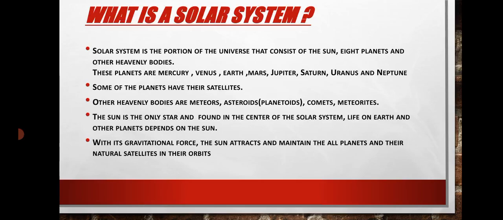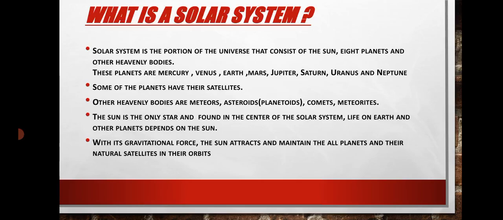We also mentioned that there are heavenly bodies in the solar system. These heavenly bodies are meteors, asteroids, comets, and also meteorites. When we get to the solar system, it is the sun, which is the main center; we find the sun in the center of the solar system.